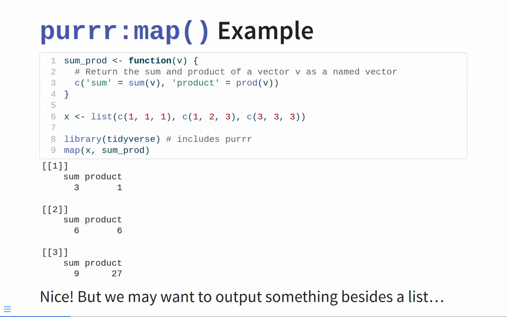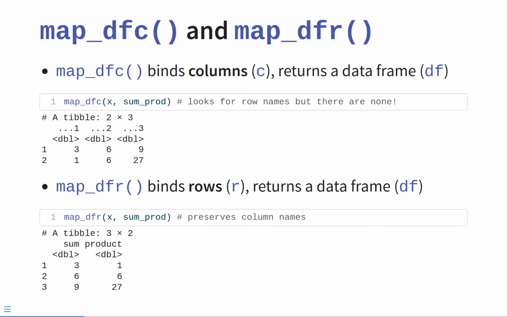Now, sometimes we may want to output something besides a list, and there are a couple of different ways to do this that we're going to talk about. One that is convenient in situations like the one on this slide is to use the functions map_dfc and map_dfr from purrr. Now, full disclosure, these two functions are superseded.